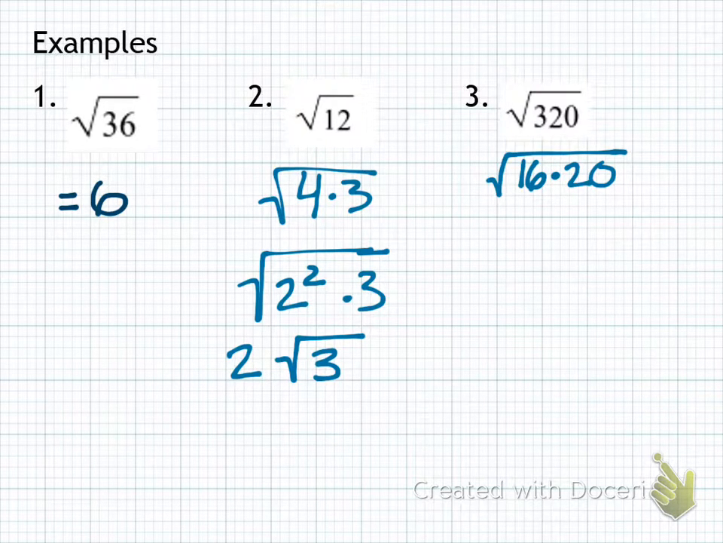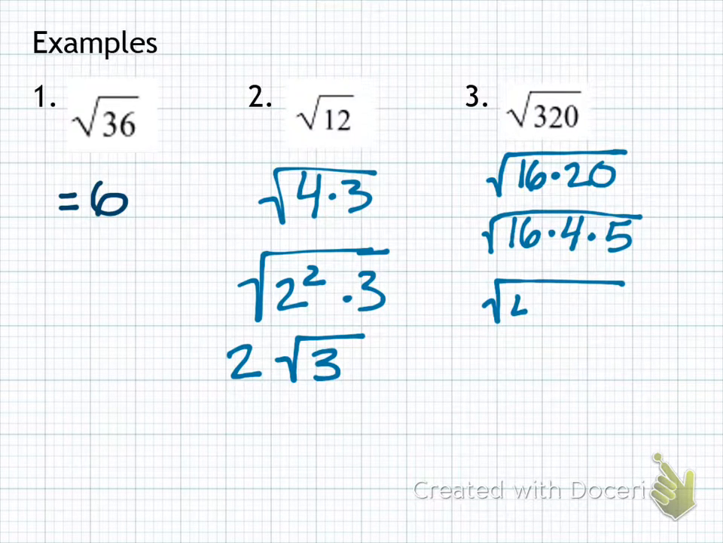But if you look at 20, you'll realize there's a perfect square in this as well, right? This is just 4 times 5. So let's factor that as well. This becomes 16 times 4 times 5, all under the square root. And I'm going to rewrite this with squared terms. So this 16 becomes 4 squared. The 4 is 2 squared, and the 5 is just 5, because 5 isn't a perfect square.